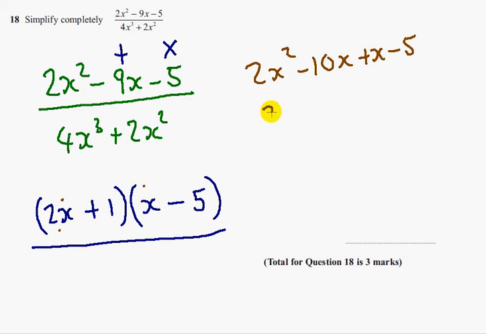Let me just clear that up. So that's going to be 2x squared minus 9x minus 5. So does that get me back to this here? Yes, it does. Okay, so I have factorised that correctly.